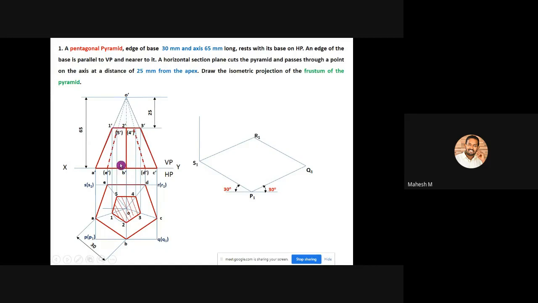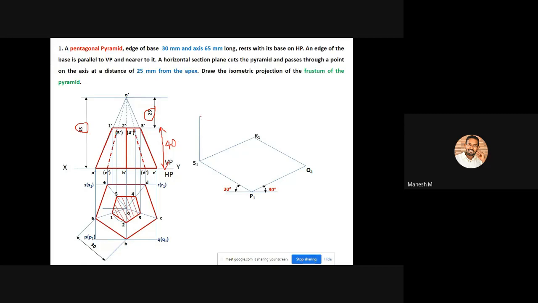So what is the total height of this particular portion? Okay. So that means we have to find the height of this particular portion. So what is the height of this? It is equal to 65 minus 25. So the height of this particular frustum is 40 mm. So you don't have to mark this dimension because it is not given in this problem. So it is for your reference. So the height of this frustum is 40 mm.